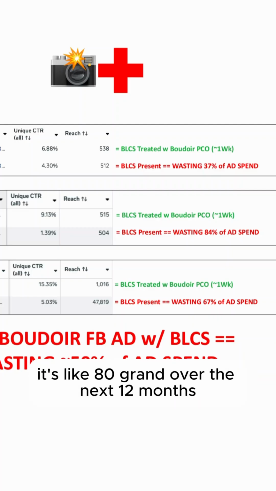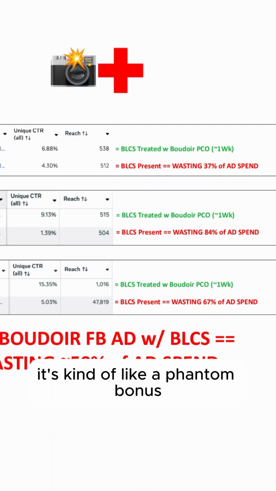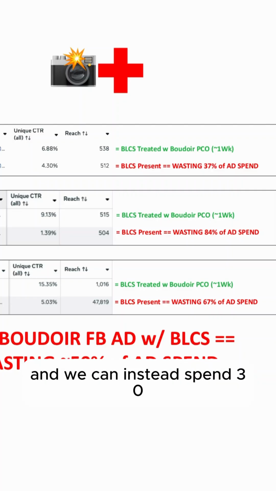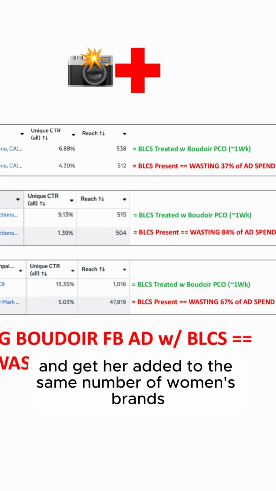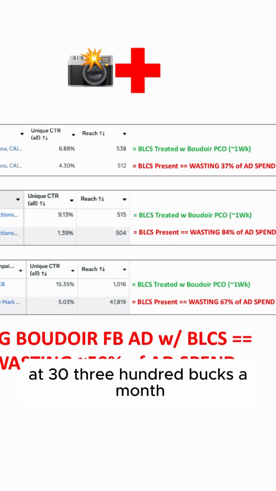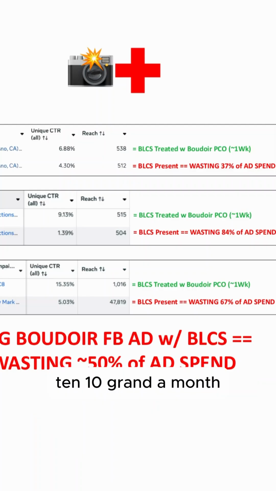It's like 80 grand over the next 12 months. It's kind of like a phantom bonus. And we can instead spend 3,300 bucks a month on the Boudoir Pico treated ad and get our ad into the same number of women's brands as at 3,300 bucks a month compared to the original at 10 grand a month.